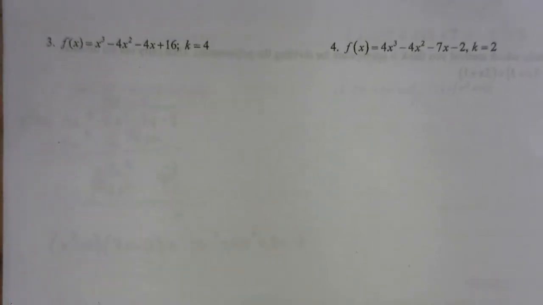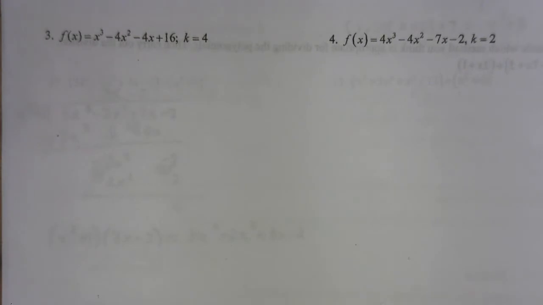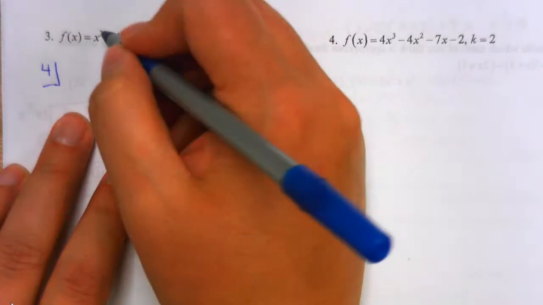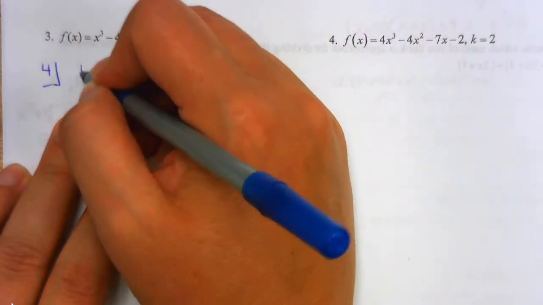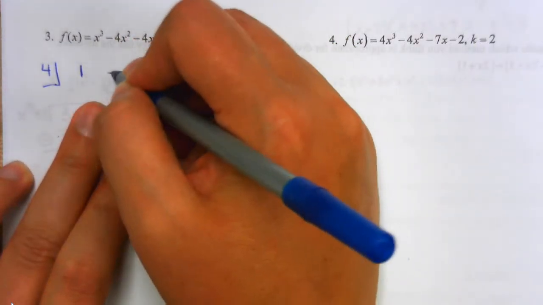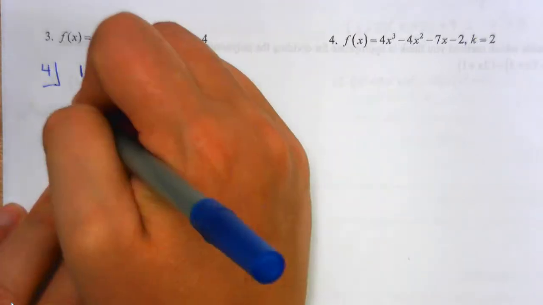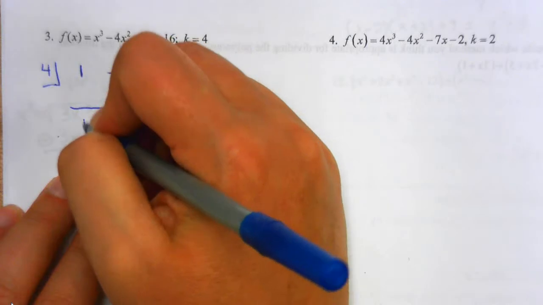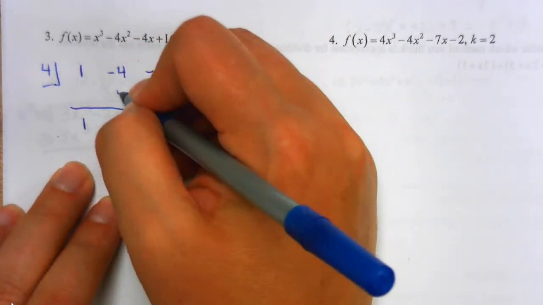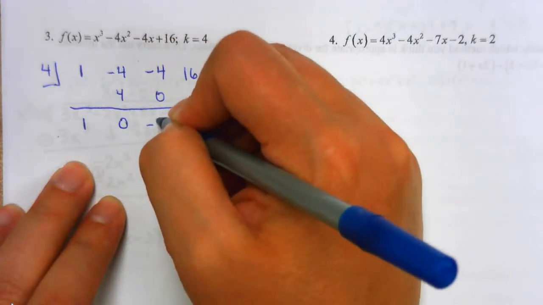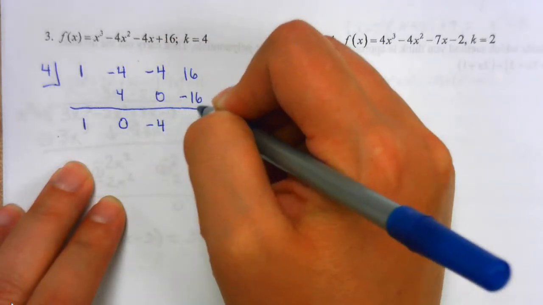On number 3, we have f of x is equal to x cubed minus 4x squared minus 4x plus 16. The 0 that we have is at 4. That 4 goes in the box. Again, I'm going to be looking for 3 zeros. Our coefficients are 1, negative 4, negative 4, and 16. Bring down that first starting point, multiply, add straight down, multiply, add straight down, multiply, add straight down.